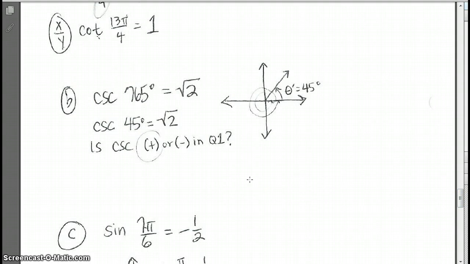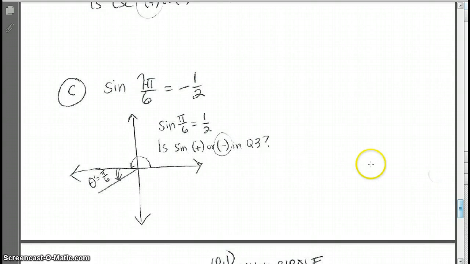If we do one more quick, the cosecant of 765 degrees. So when you plot 765, you find out that you end up in quadrant 1 and that your reference angle is 45 degrees. So you want to find the cosecant of 45, which is radical 2. Identify if cosecant is positive or negative in quadrant 1, which it's positive, and then that gives you your final answer.